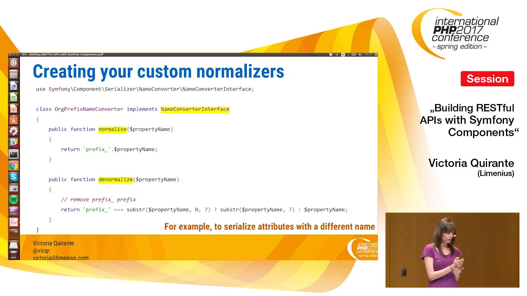In that case, you will have to write something similar to this NameConverter interface that has a normalize method and a denormalize method. In the normalize method, in the direction of serializing, you will be adding this prefix. And in the opposite direction, you will be removing it. So this is very simple, but as you can imagine, with this, you can do much more complex things.